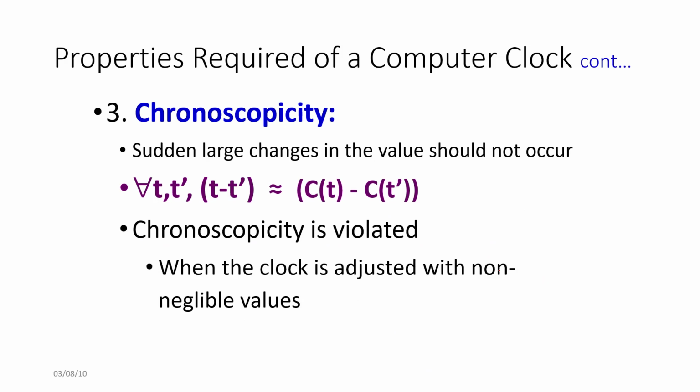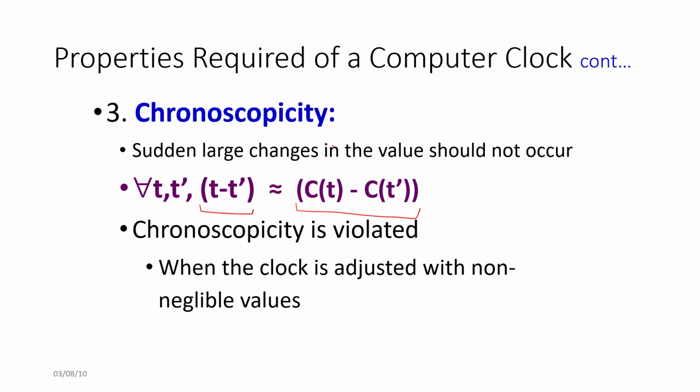So another property is called chronoscopicity, which basically means that sudden large changes in the time value should not occur, in the sense that the difference of the actual time should roughly be similar to the difference of the time that the clocks are showing, right? So basically, there should not be a major difference. So this is a property of chronoscopicity, that our clocks, as we shall see, vary for two reasons.